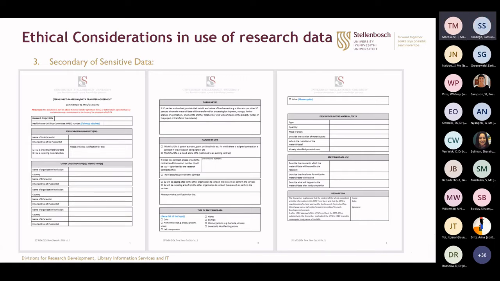Another thing that's mentioned relates to the use of secondary research data that are sensitive in nature. Once again, the data transfer agreement must be used in this case as per the requirements of the RDM regulations. And for further advice on this, researchers are encouraged to contact the DRD's Research Contracts Office.